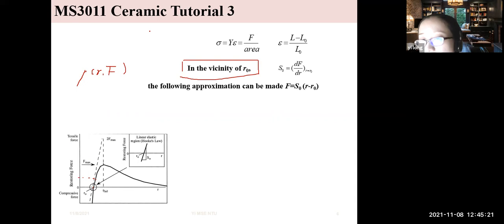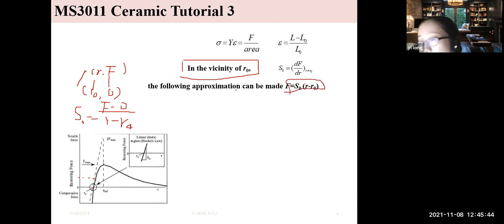Yes, very good. R0 and y, which is 0, right? Okay, so as I just said, S0 equals y minus y over x minus x, right? So which will be F minus 0 over r minus r0. Okay, so that is what we have seen here.